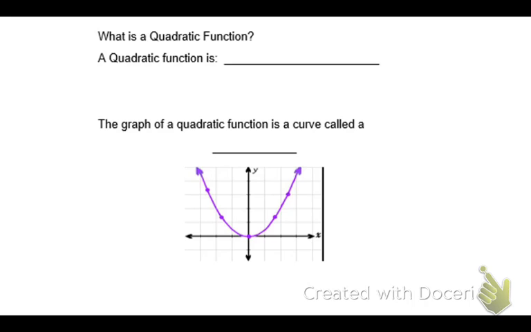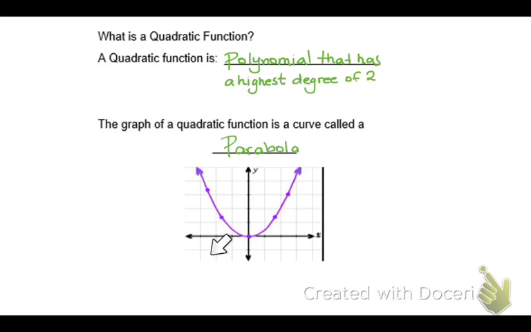A quadratic function is a polynomial that has the highest degree of 2. Now, the graph of a quadratic function is a curve that is called a parabola. And this is how the picture looks like. This is a quadratic function.